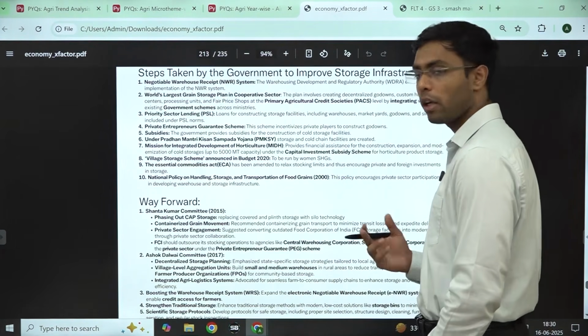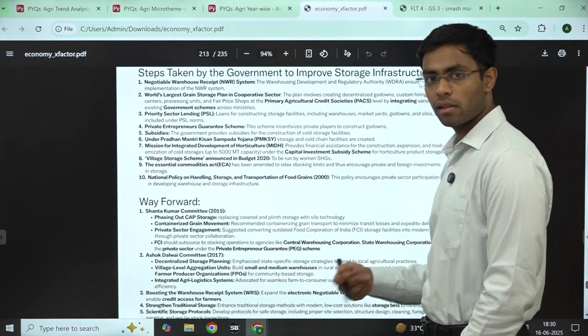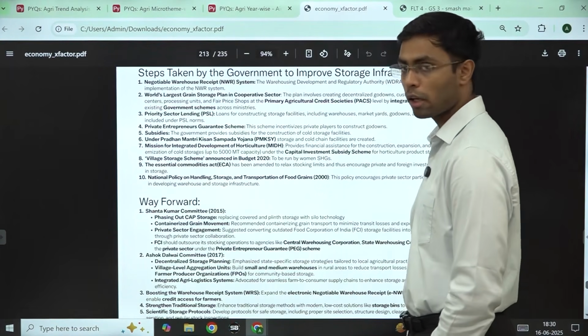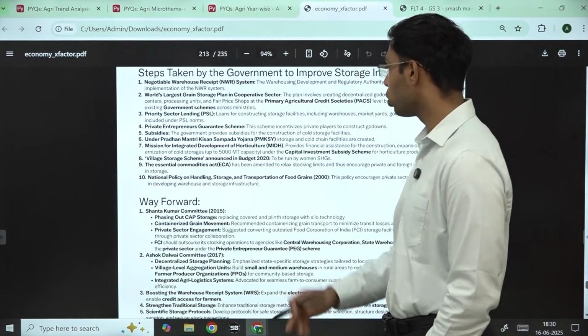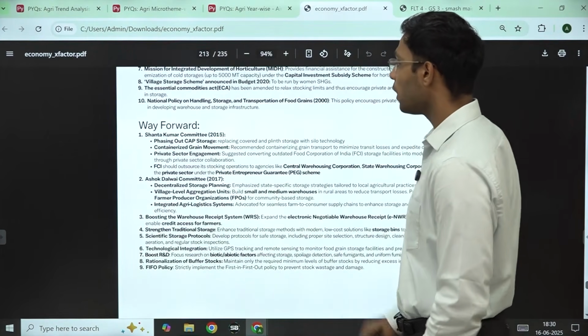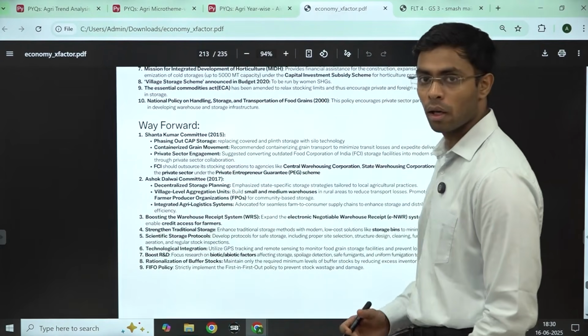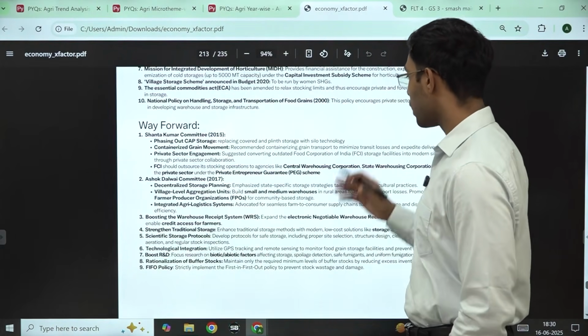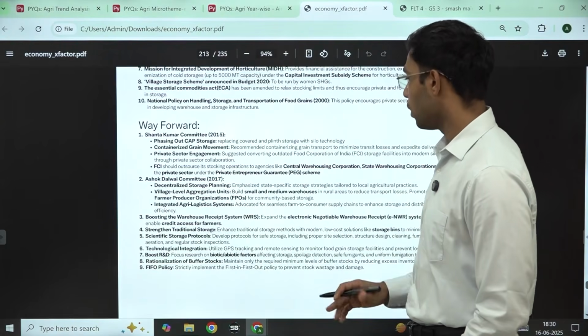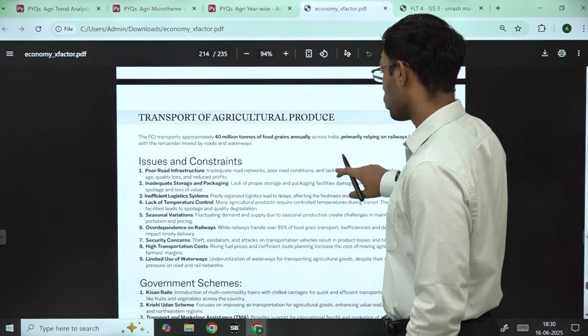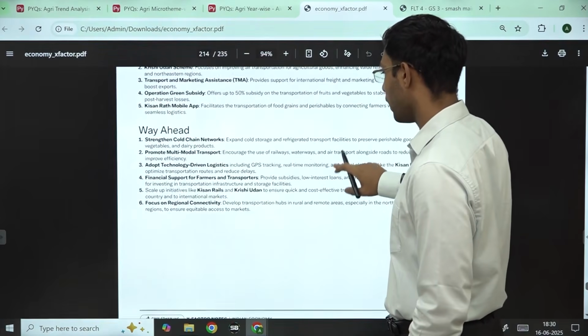So that J forms is an innovative approach which helps them finance their next sowing period better once they have got the grain stored and before it is being sold into the market. And then your way forward is definitely good to write these two committees. Everybody knows the Shanta Kumar committee and Ashok Dalwai committee recommendations. You can write a few points based on that, and it will look excellent in your answer, right? Then your transport of agricultural produce, government schemes, way ahead, etc.